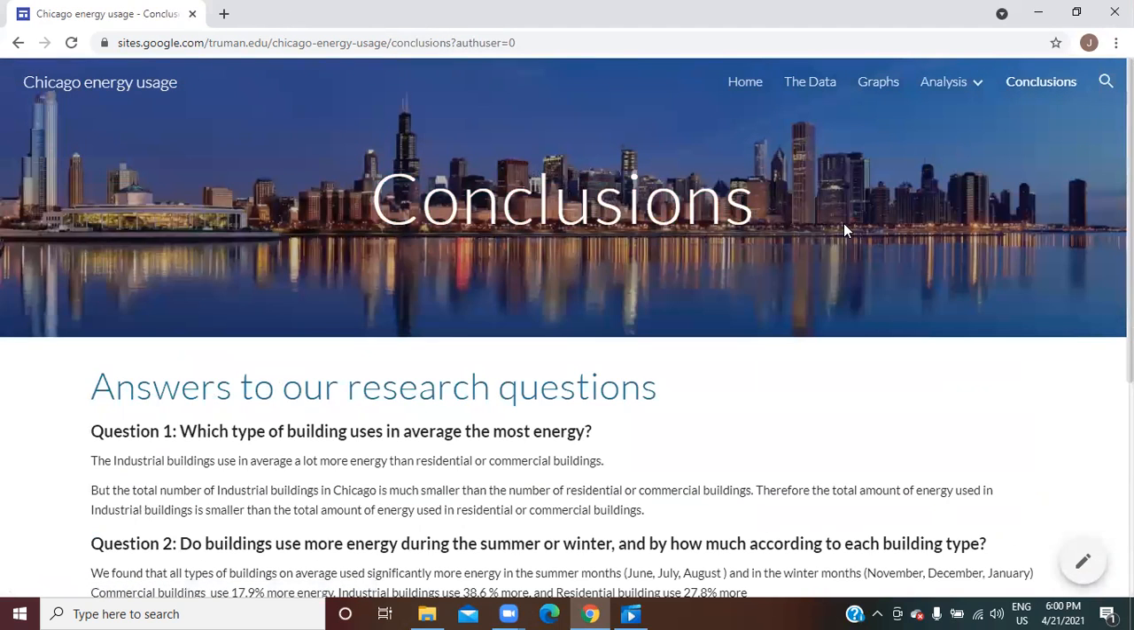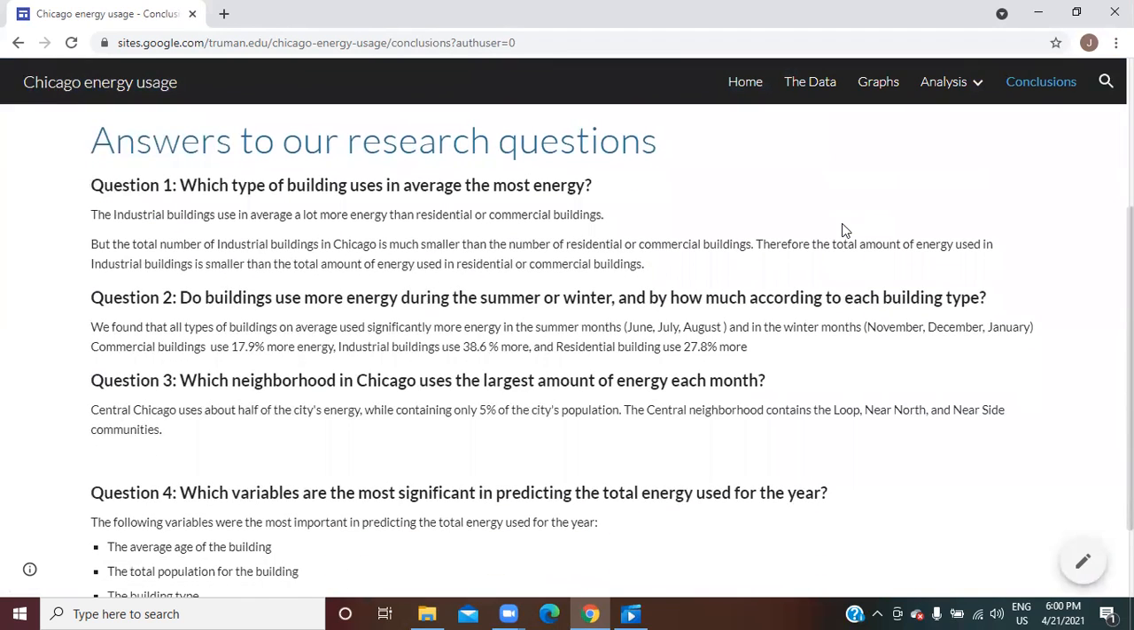But what we came to the real conclusions about after looking into the data were these questions. We'll start with question 1, which type of building on average uses the most energy. As we saw in graphs, industrial buildings use the most energy among building types. One industrial building uses way more energy than any other type of building. However, in total, industrial buildings actually used a much smaller amount than residential or commercial buildings, just because of how many residential or commercial buildings there were compared to industrial buildings. Therefore, the total amount of energy used in industrial buildings is smaller, even though the total amount used per building is greater.